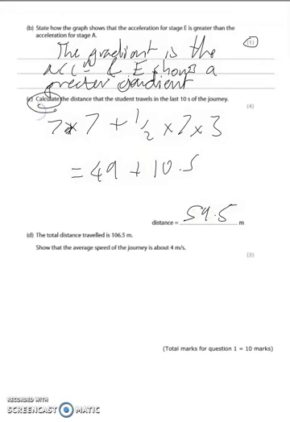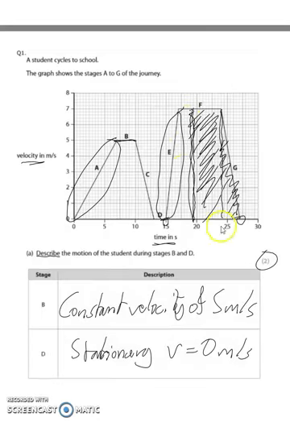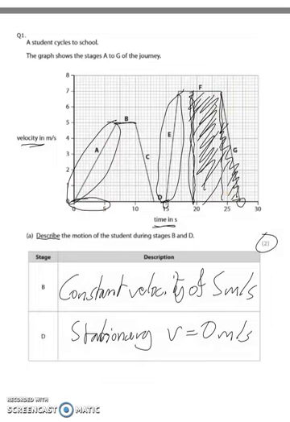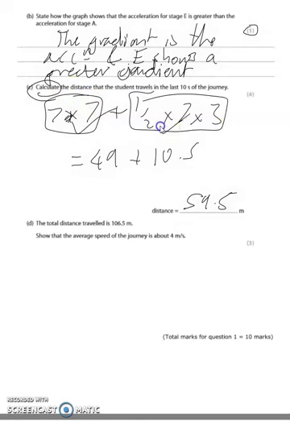This calculation, what we would really like to see is that you're picking out the correct size rectangle and the correct size triangle. The only thing that was difficult here is working out what each one of these boxes is worth based on the scale of the graph. But you have to show that you're working out the area underneath, and this would show me the area. So we've got 1, 2, 3, 4 marks. The total distance traveled is 106.5 meters.